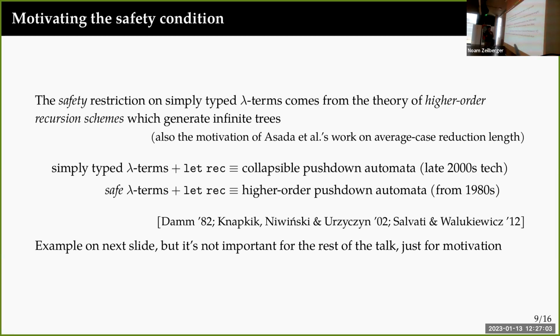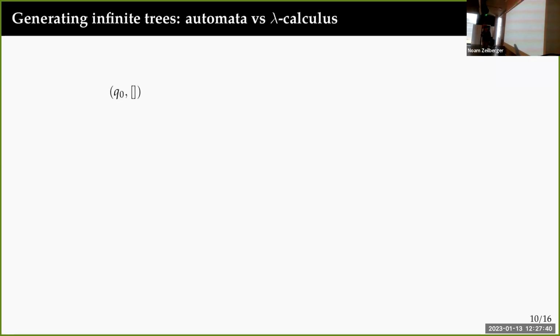Another way is to say, instead of considering all simply typed lambda terms, I'm going to only consider the safe fragment of the simply typed lambda calculus, which will be defined in two slides. I'm recalling all this background just for motivation, to say that despite how artificial this safe lambda calculus may look, it arises naturally in connection with automata theory, etc. I'll show you an example of what I mean by generating infinite trees on the next slide, but it's not important for the whole narrative. It's just motivation. Okay, so let me first show the automata theoretic point of view.